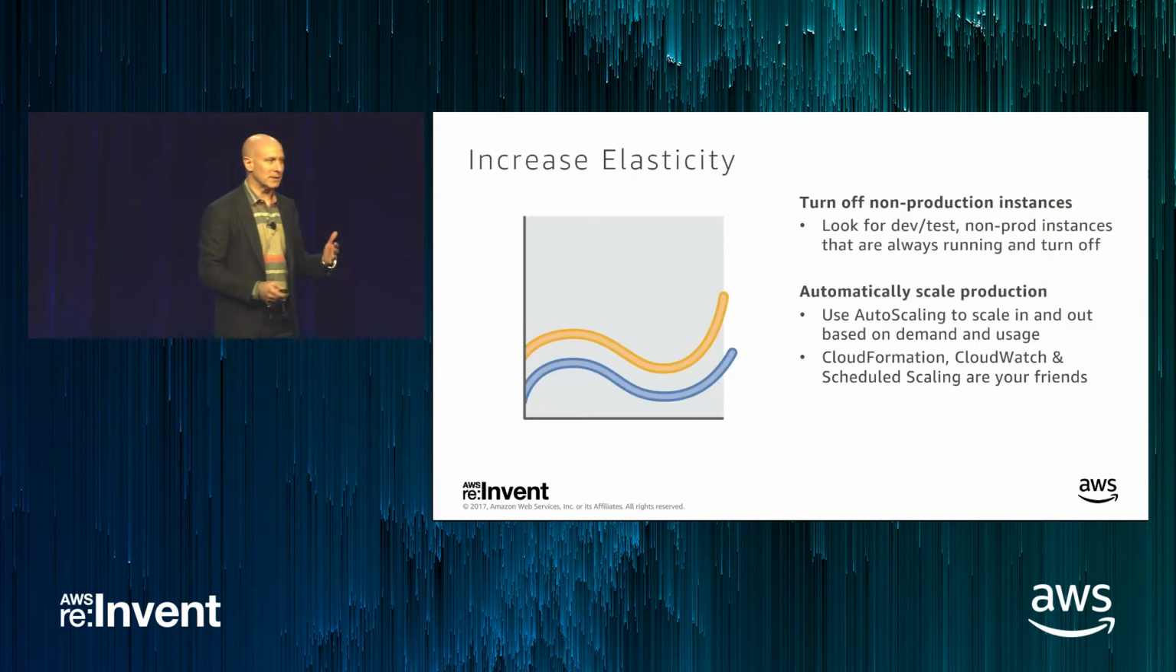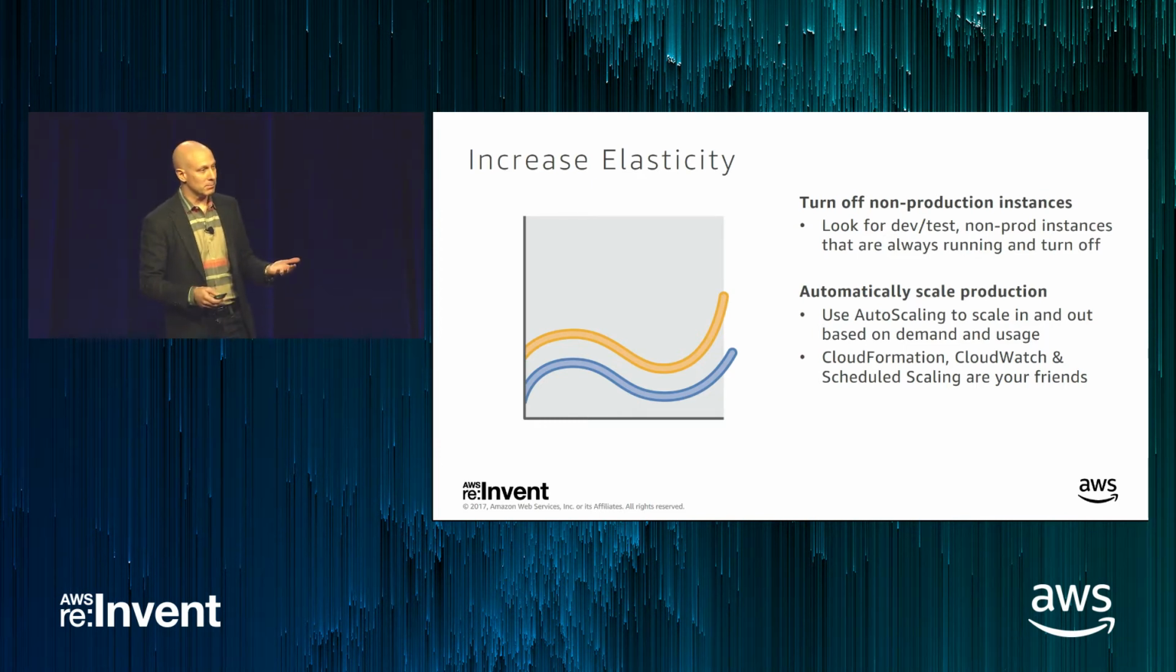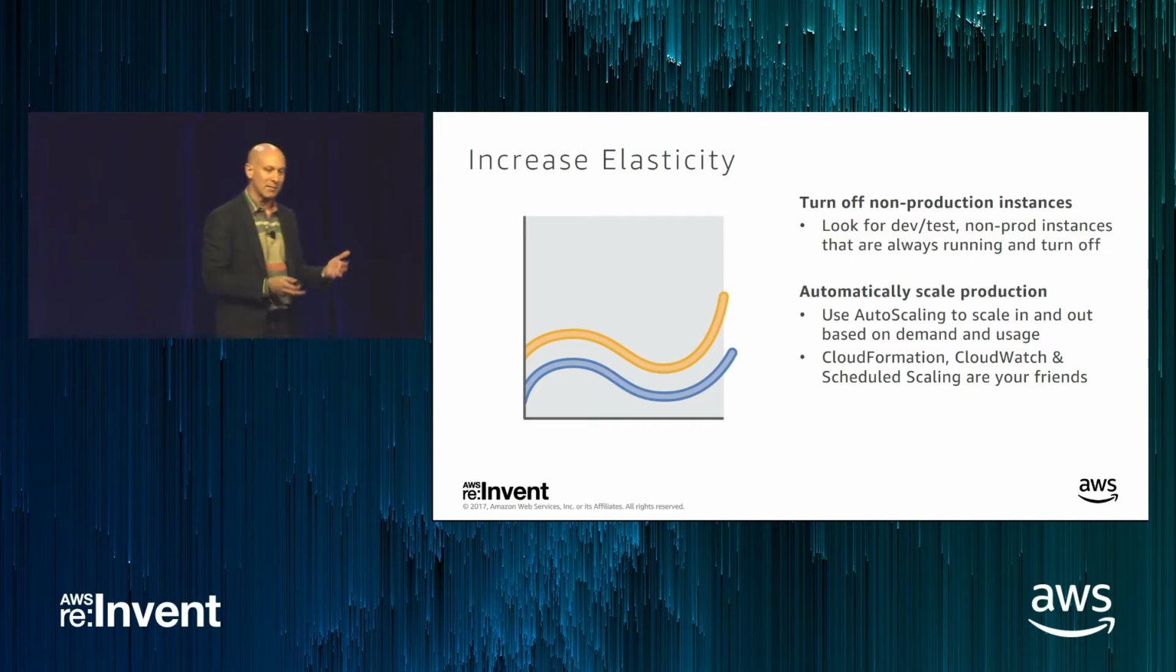The next pillar is elasticity. A lot of people think about elasticity as scaling up to meet demand, but I also want you to think about it the other way around. If you have instances that are running off hours and you're not using them, turn them off. You would be amazed how many people who've made the transition from an on-premise data center to the cloud haven't thought about how many instances they could simply shut down and save money.